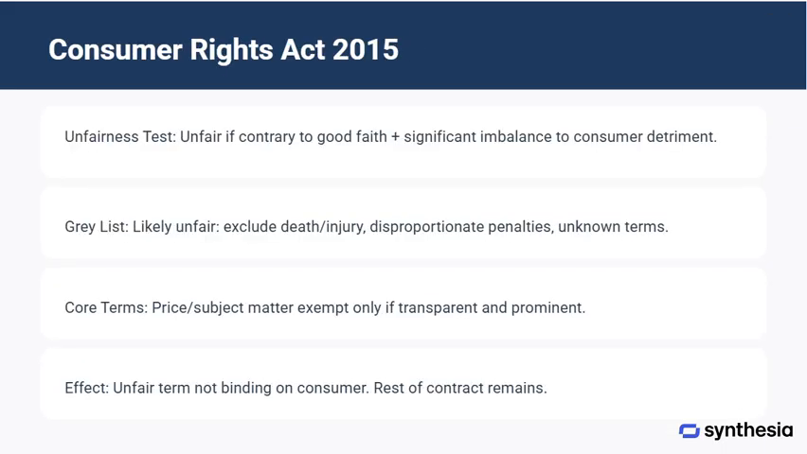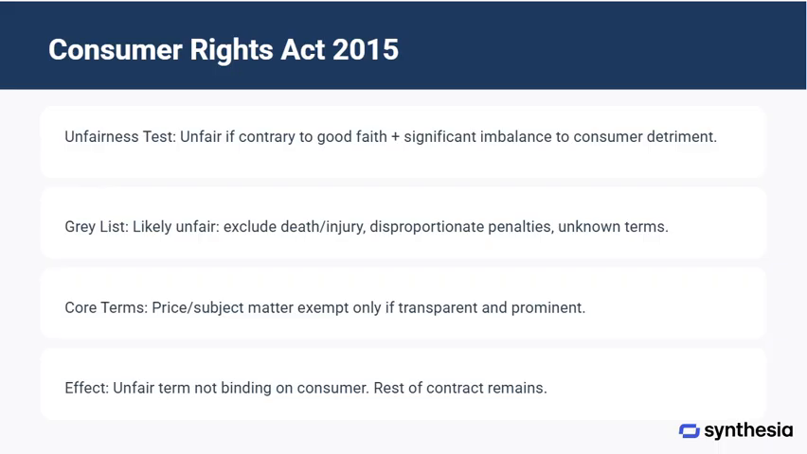Consumer Rights Act 2015. The Consumer Rights Act 2015 provides stronger consumer protection. Unfairness test. A term is unfair if, contrary to good faith, it causes a significant imbalance in the parties' rights and obligations to the detriment of the consumer. Grey list. Terms likely to be unfair include excluding liability for death or injury, disproportionate penalties, and terms the consumer had no real opportunity to become acquainted with. Core terms: price and subject matter are exempt only if transparent and prominent. Effect: an unfair term is not binding on the consumer, but the rest of the contract remains.